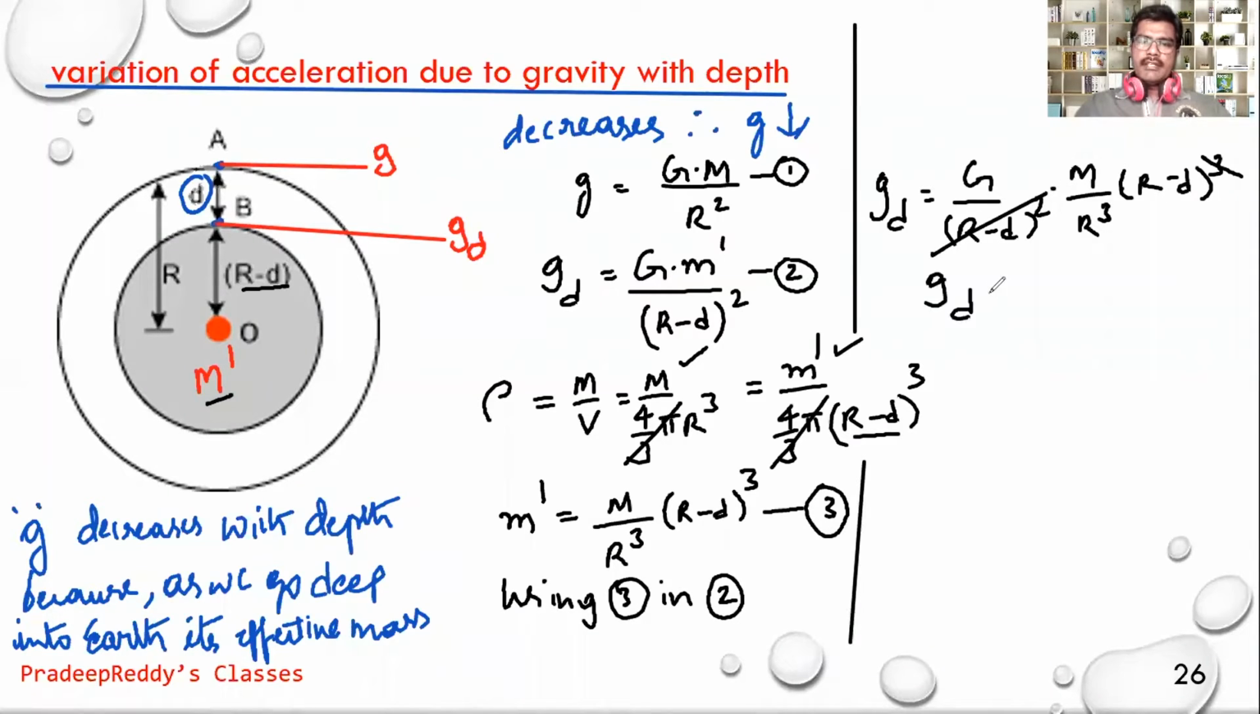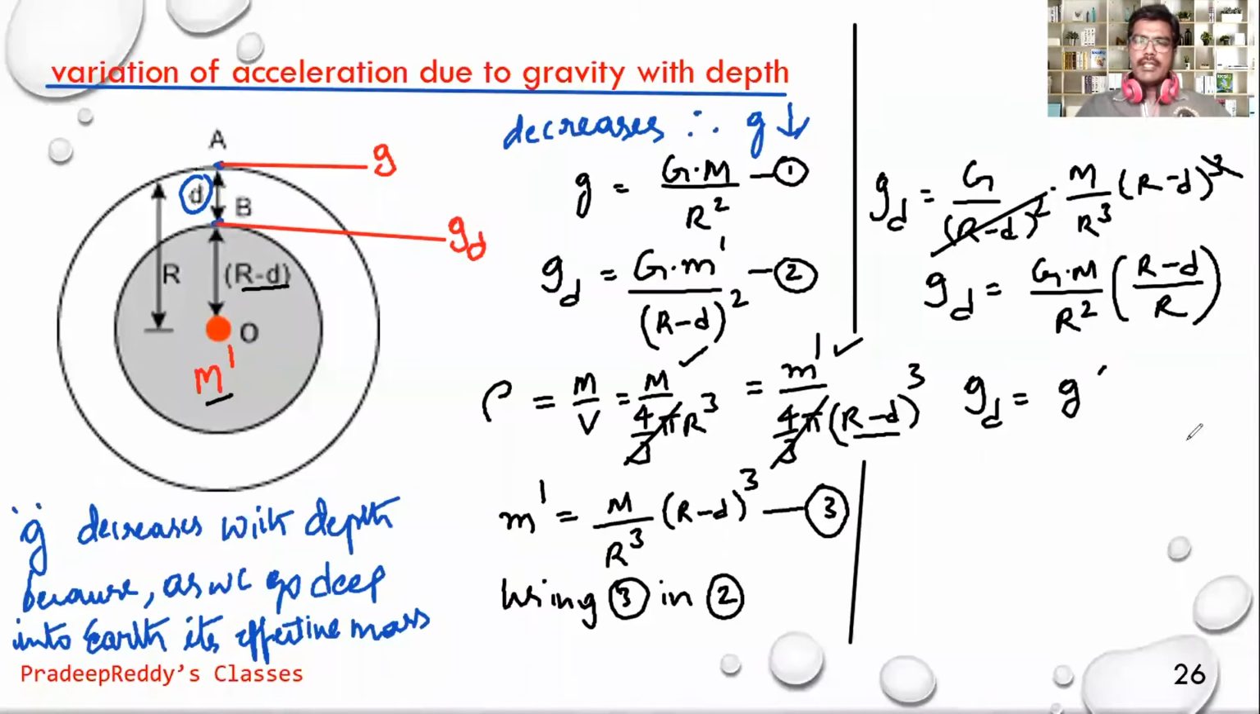What remains is g minus d equal to capital G capital M divided by R square into (R minus d) divided by R. But what is GM by R square? GM by R square is the acceleration due to gravity on the surface of the earth. So g at depth d will be equal to small g into (1 minus d divided by R). This is the equation for acceleration due to gravity with depth.